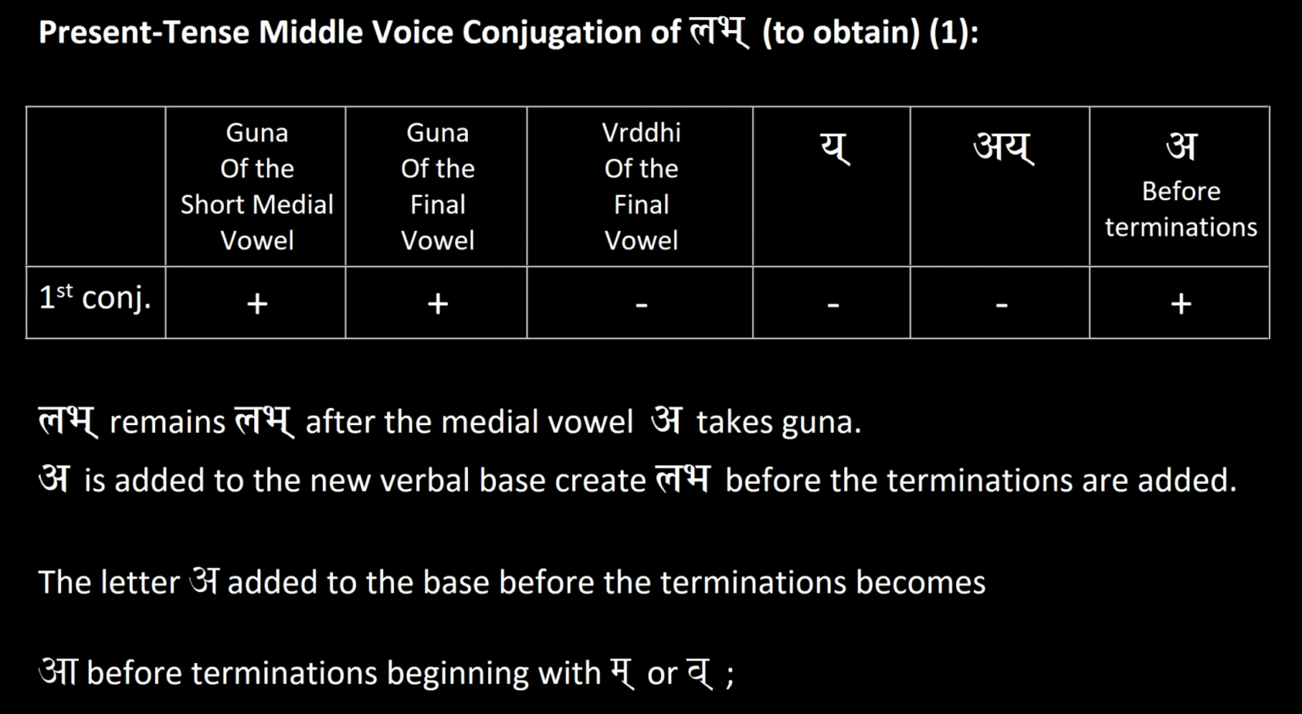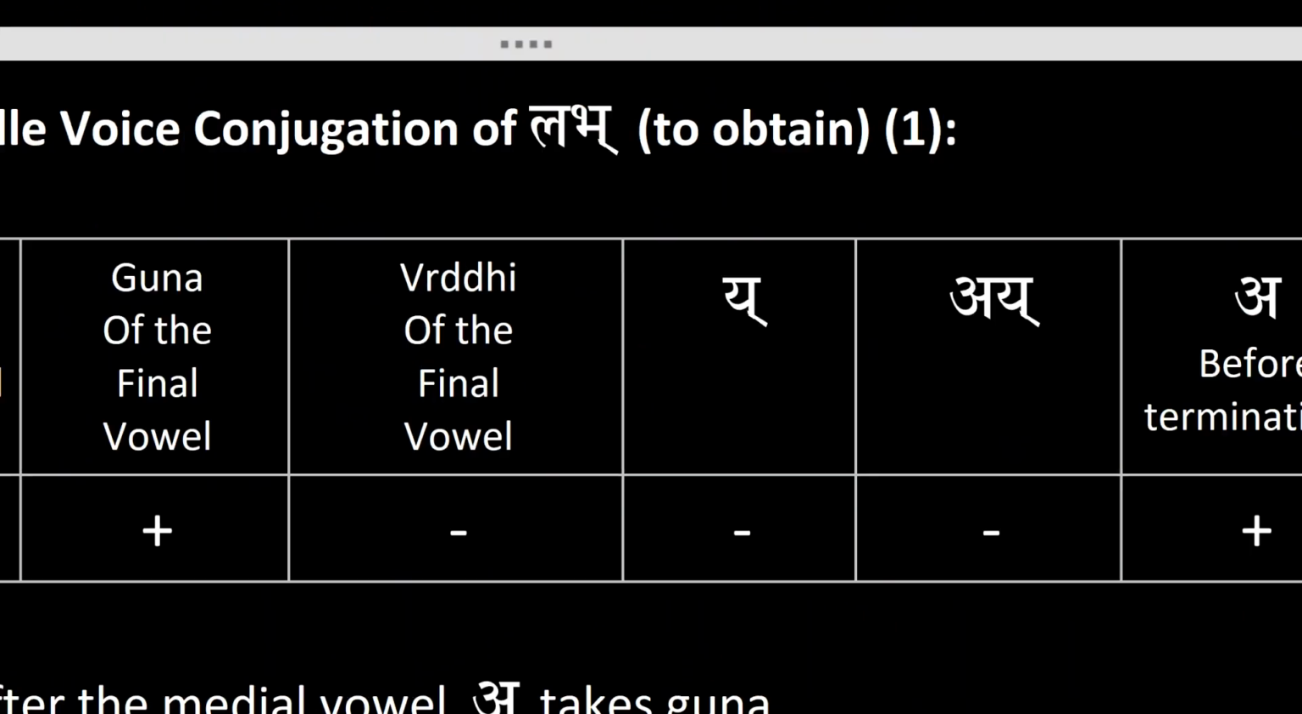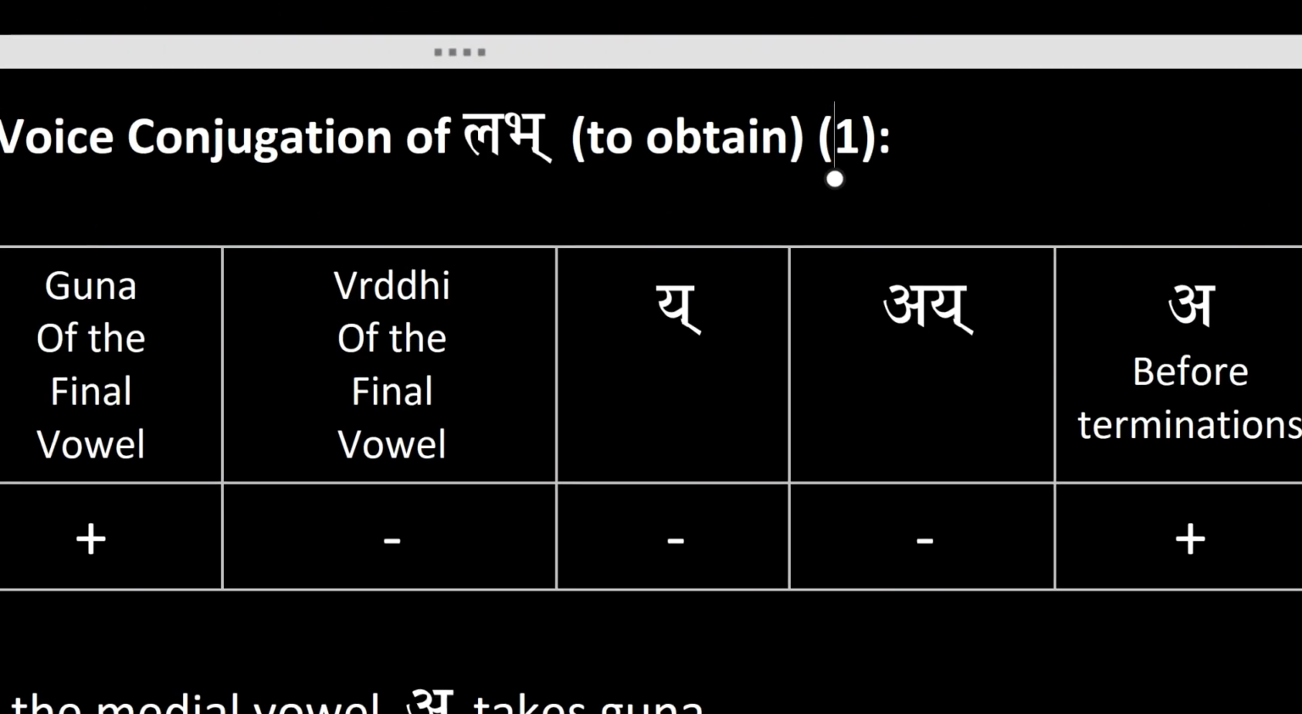In the previous lesson, we learned about what the middle voice is compared to the active voice. And now that we know what the middle voice is, in this video, we are going to get some practice in conjugating a verbal root in the present tense middle voice. And our example that we will use today is the word labh. That means to obtain. This word is used in the first conjugation.